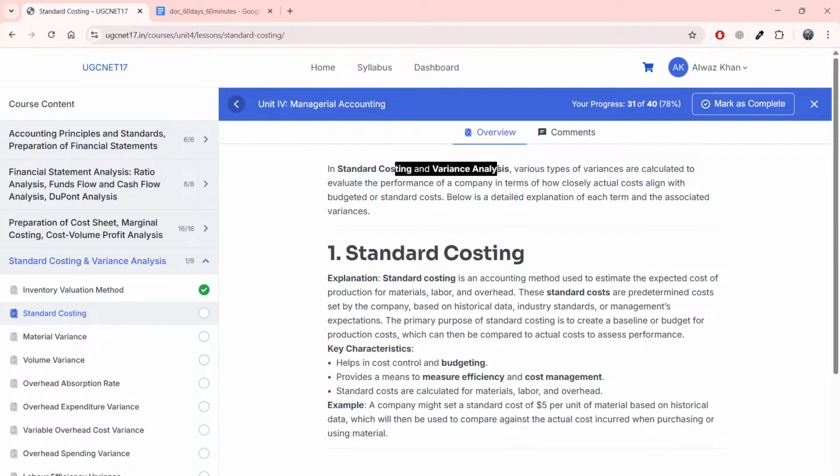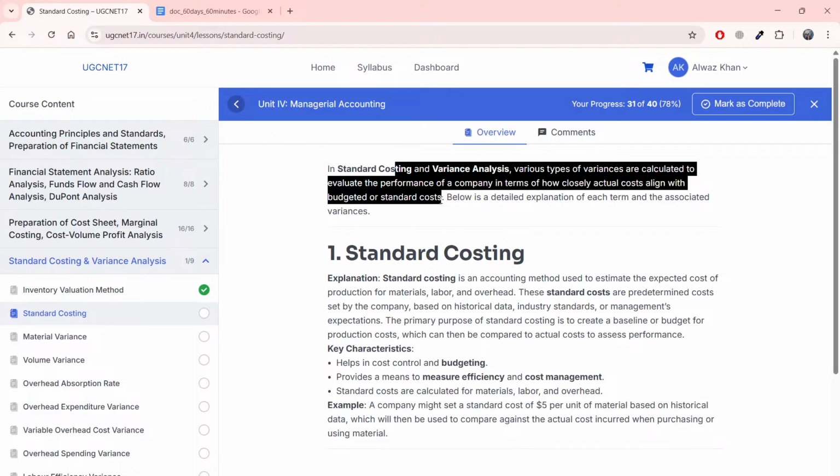In standard costing and variance analysis, various types of variances are calculated to evaluate the performance of a company in terms of how closely actual cost aligns with the budgeted or standard cost. Below is a detailed explanation of each type. Standard costing is an accounting method used to determine the expected cost of production for materials, labor, and overhead. These standard costs are predetermined costs set by the company based on historical data, industry standards, or management expectations.